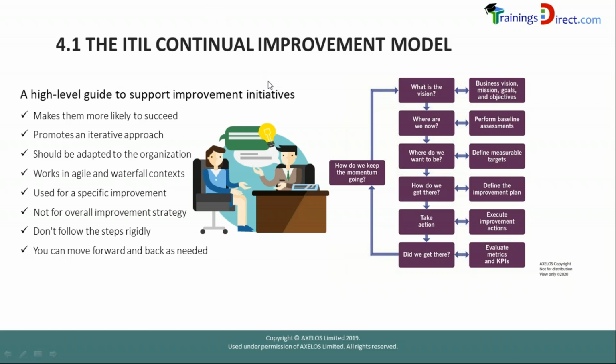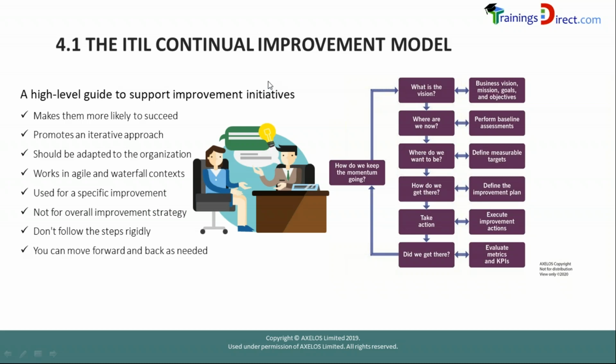And a quick look at these steps. It begins with: what is the vision? Where are we now? Where do we want to be? How do we get there? Take action. Did we get there? How do we keep the momentum going? So if we did not get there, it won't move to the step of how to keep the momentum going, but it will go back to how do we get there, and again take the corrective action and continue this loop until we get there.